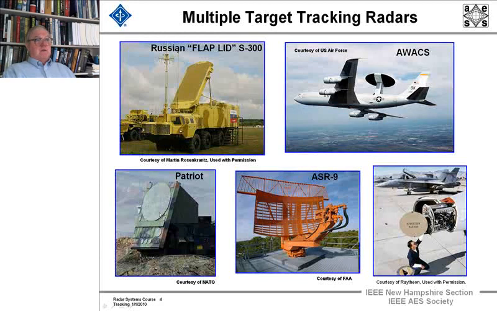Here's a picture of Patriot, which looks similar, and the ASR-9. We saw that in the last lecture. And here we have a slotted waveguide airborne radar, and of course the rotating antenna of an AWACS array inside this large Boeing aircraft. So we've got multiple target tracking radars that perform surveillance in lots of different shapes and sizes.